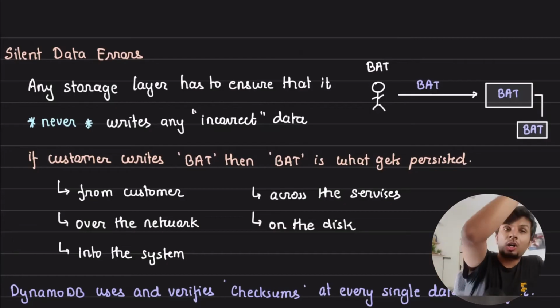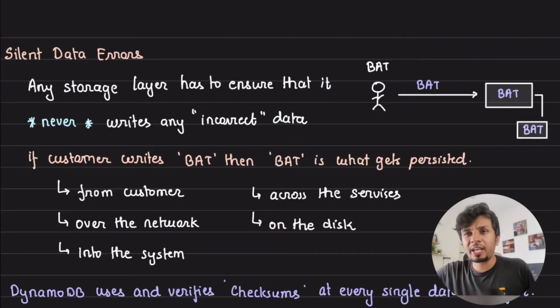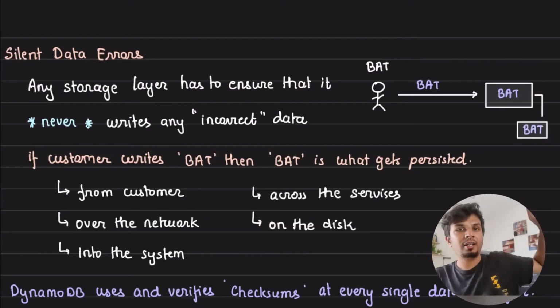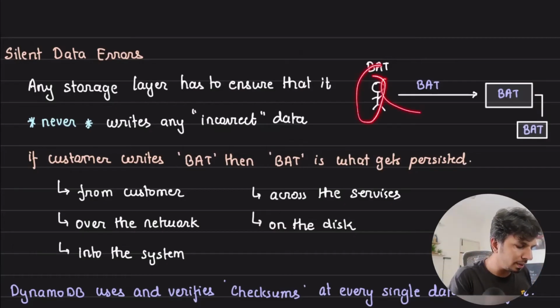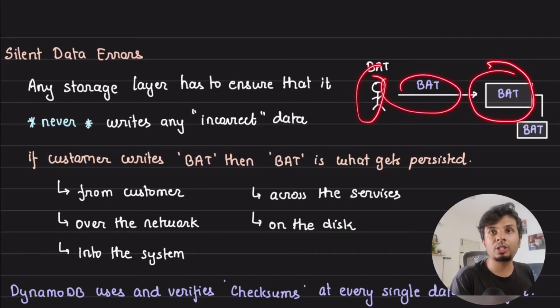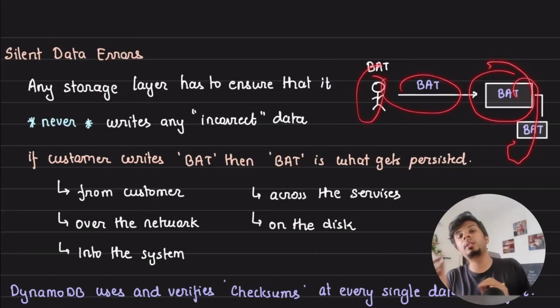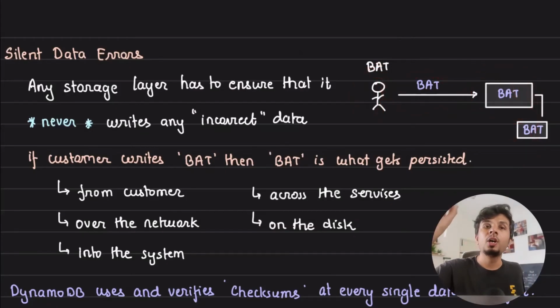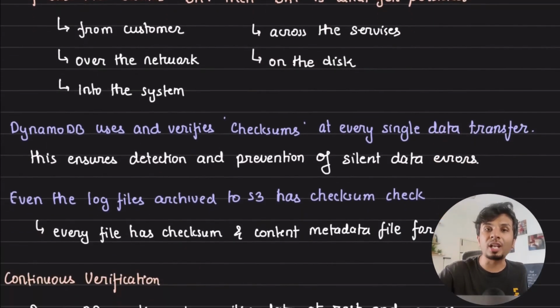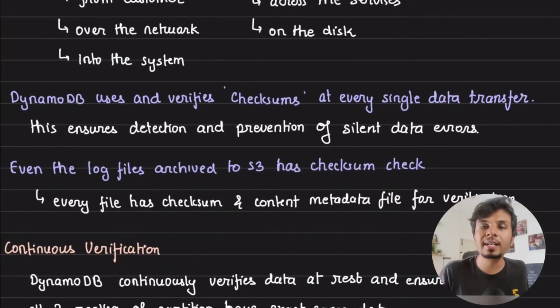So across the entire layer, right from your customer over the network into your infrastructure, across the services, onto the disk until the data is persisted, you have to check for checksums. CRC, cyclic redundancy check.